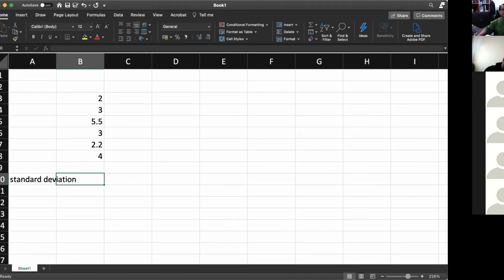Okay, I will show you how. Standard deviation. I hope you can see my screen. Now I'm showing Excel. If you don't see this, please let me know.